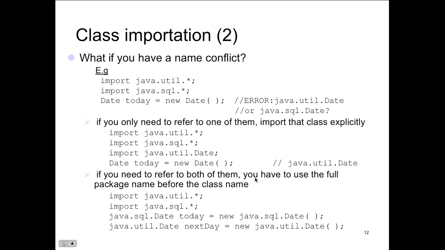So if you need to refer to both of them, you have to use the full package name before the class name. So here we've got java.sql.Date today, and then we've got java.util.Date nextDay. So you've got both of them going on.